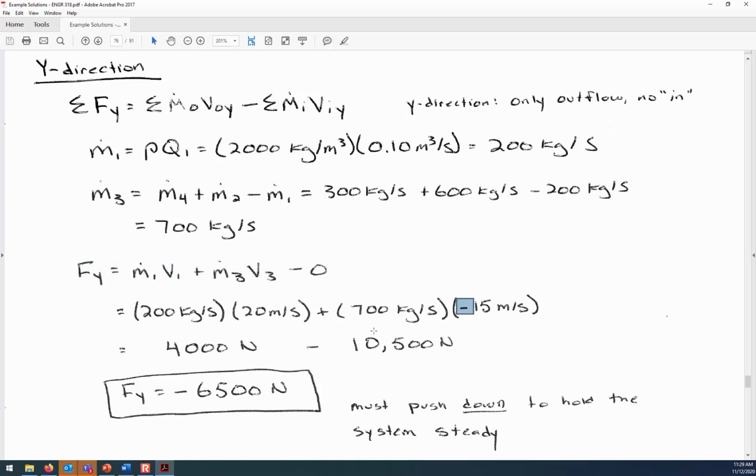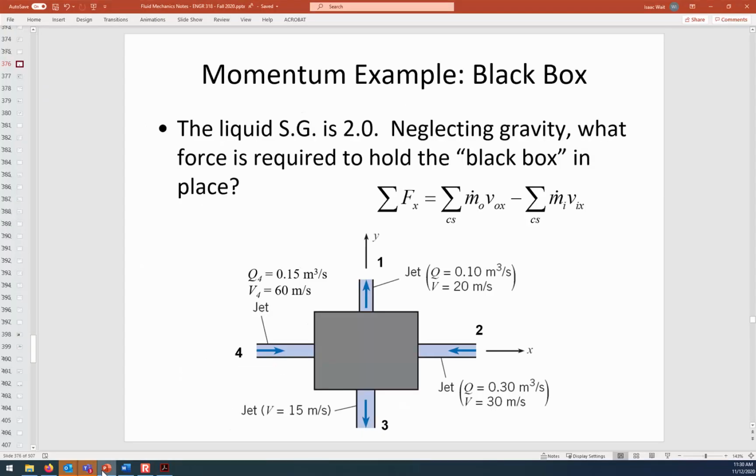And so that means that this stream at 3, which is going down, has a larger force magnitude than the upstream, and so the net difference means that to hold the system steady we have to press down 6,500 newtons. The way to think about that is just, there's all of this flow coming in, and what we know is that more of it is going down. There's a little bit going up, but more of it's going down.